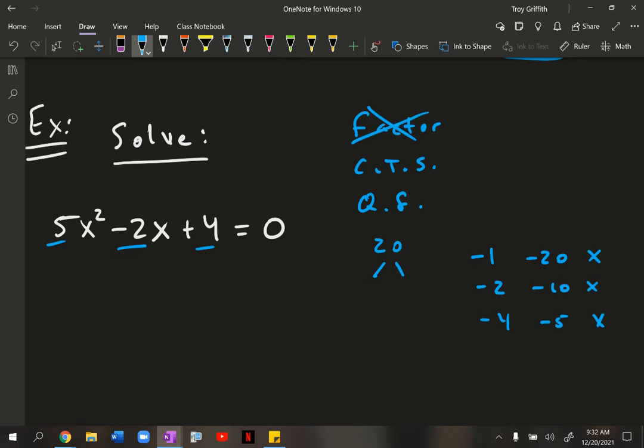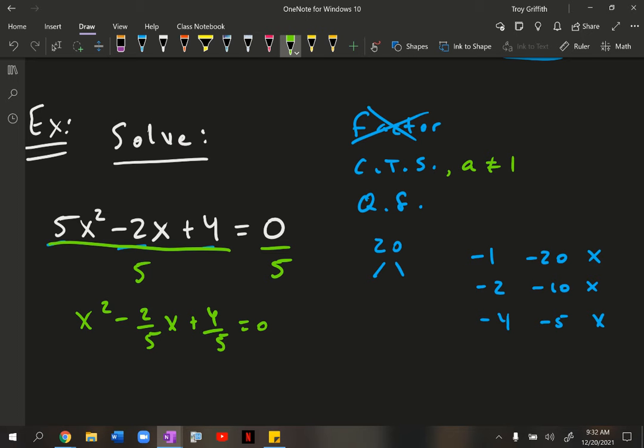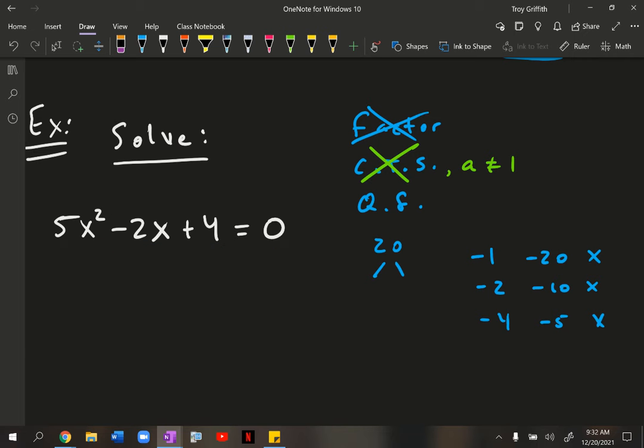Now, when it comes to completing the square, right off the bat, I'm going to eliminate it because in this case, a does not equal 1. It's not that we couldn't complete the square here, but we'd have to start by dividing everything by 5. And if I divided everything by 5, I would have fractions all over the place, and that looks really ugly. So completing the square, probably not my best option here either. Okay, so if completing the square doesn't work, if factoring doesn't work, that leads us to the quadratic formula.